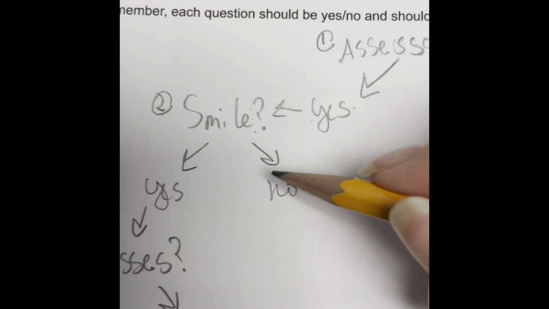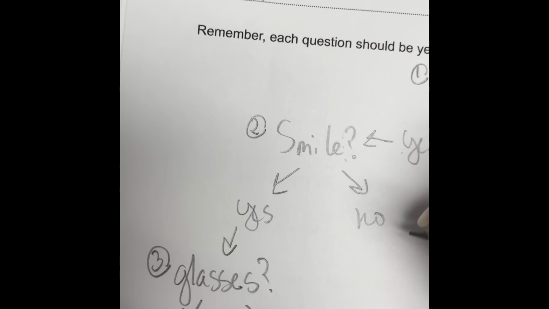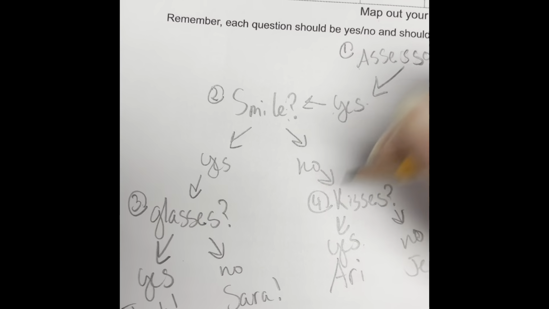So let's go back to the smile. No, they're not smiling. So are we giving kisses? If the answer is yes, we know immediately that the answer is Ari. If the answer is no, we know immediately that the answer is Jen. So let's add that. We have question 1, 2, 3. This must be question 4.